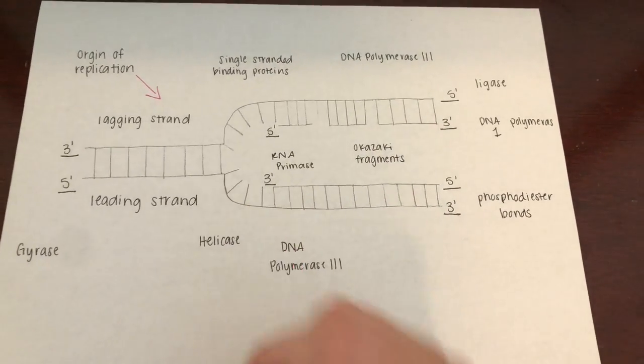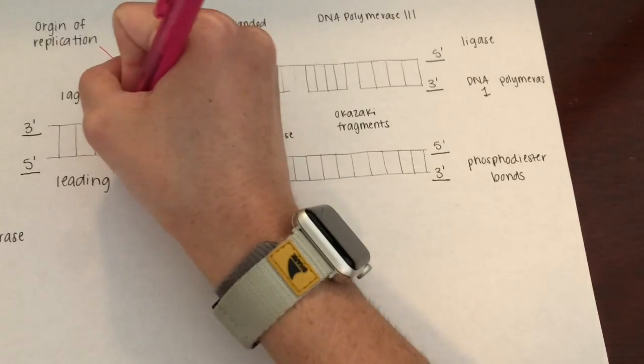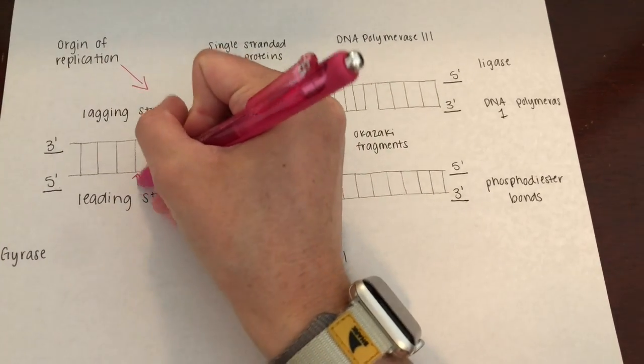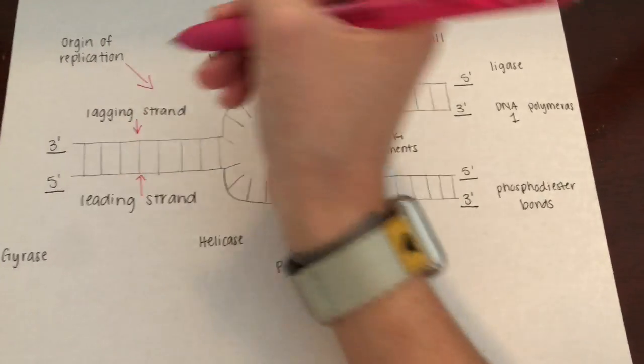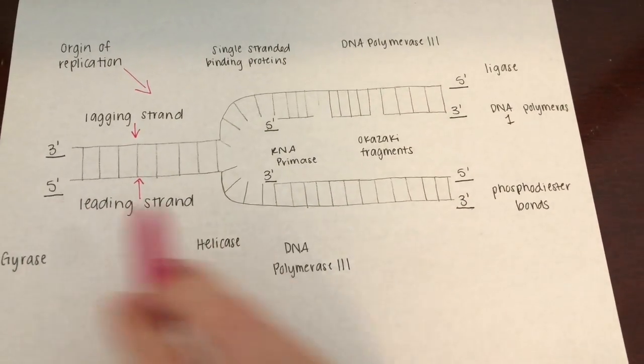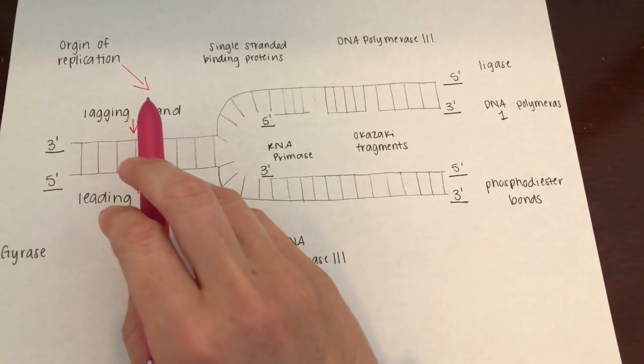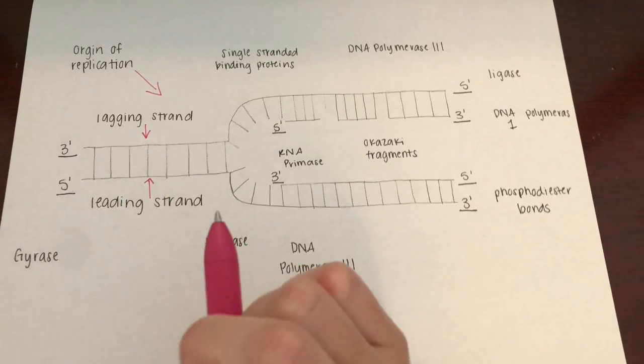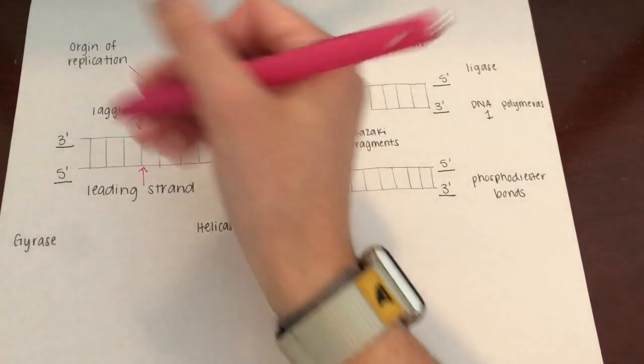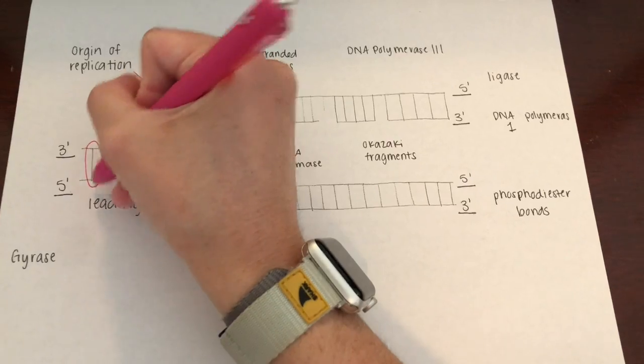Okay. And then we have our leading strand, which is this strand right here. Our lagging strand, which is this strand right here. Leading strand is going from 5' to 3'. That means that has to be our lagging strand. And our gyrase, that's going to be located right here.